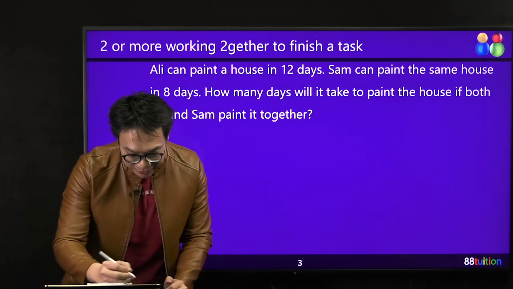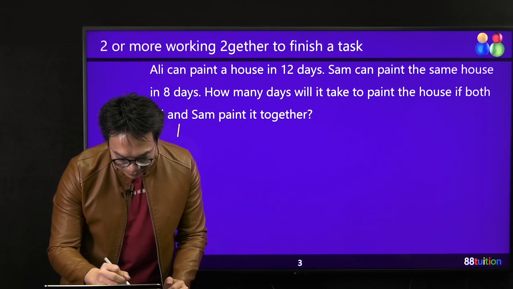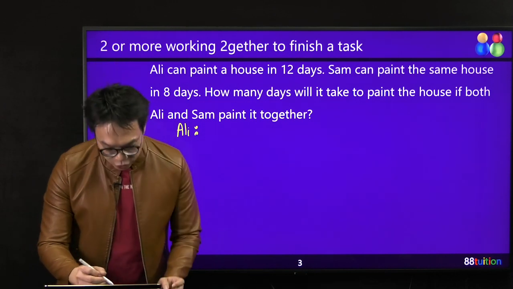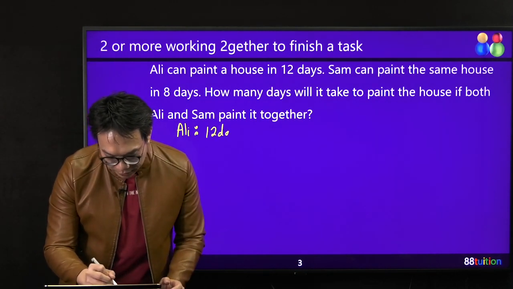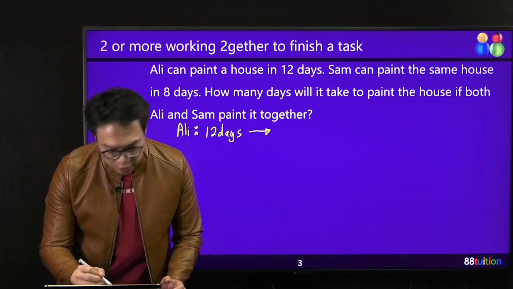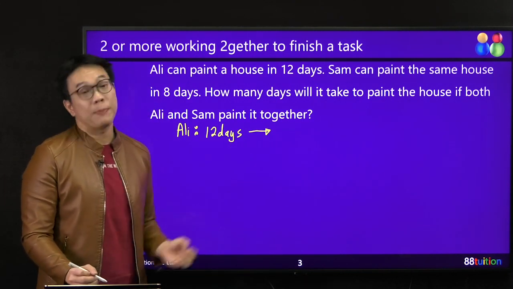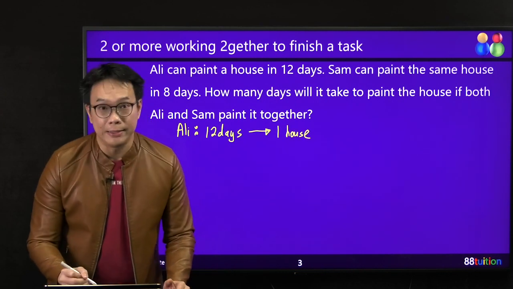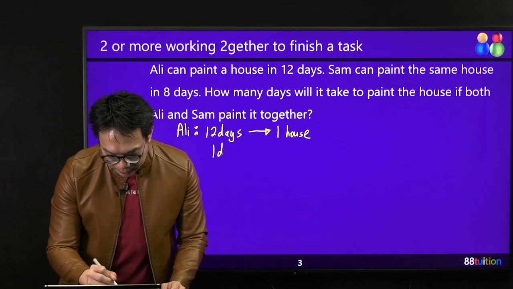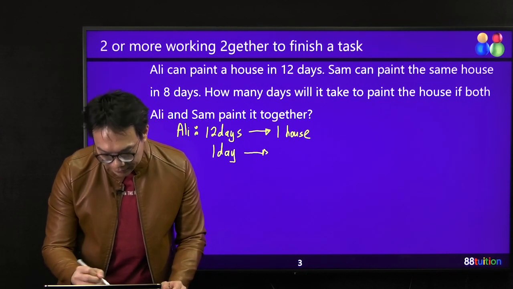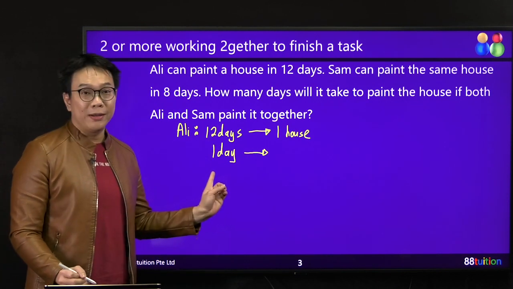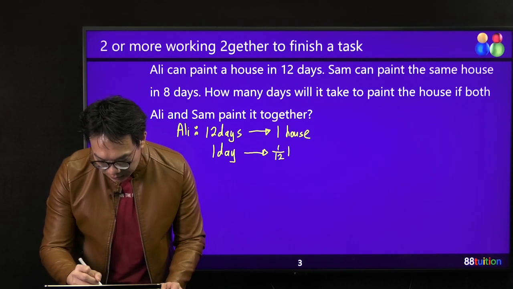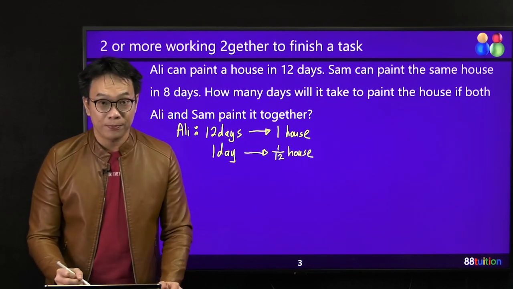Shall we? All right. So down here we have Ali. Okay, Ali. What do you have? He can paint one house in 12 days, right? So I write 12 days. And down here, remember, because this is a rate question, bring in your arrow. Okay? And all this do spell out. 12 days, one house. Is that okay? That is for Ali. How about 1 day? In that 1 day, how many parts of the house are painted? All right. From 12, how do you get to 1? You divide by yourself. 12 divided by 12, your house, 1 over 12 of the house is being painted. Can you see that? Yeah?